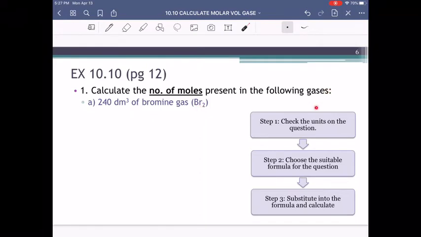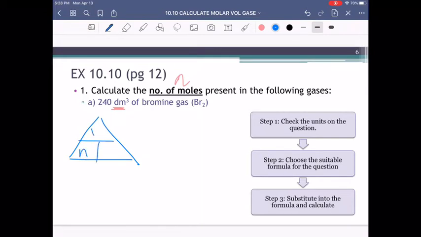So the steps I put here: check the units given in the question. Here you are given dm³. In order to find the number of moles, n, if you recall the triangle with volume, if it is dm³, you have to use the one with 24 dm³. If you want to find the number of moles, I shade this one yellow, number of moles is equal to volume divided by 24.